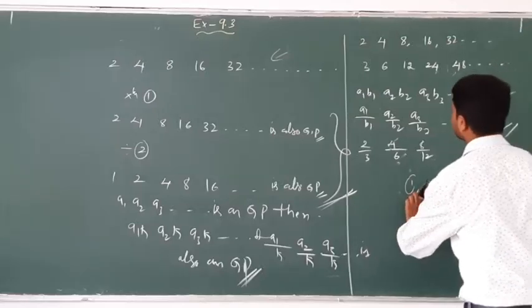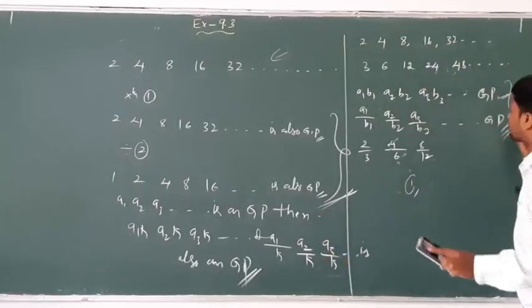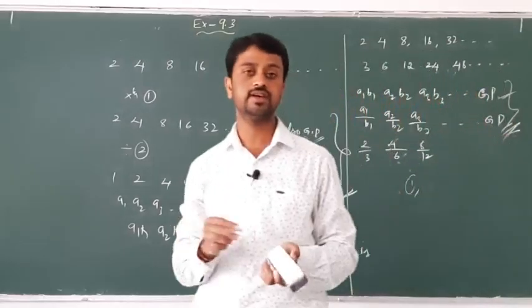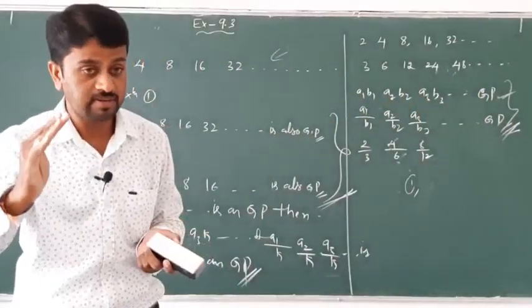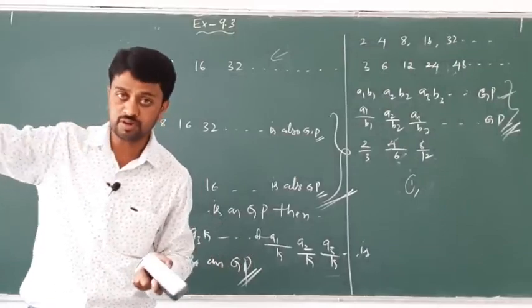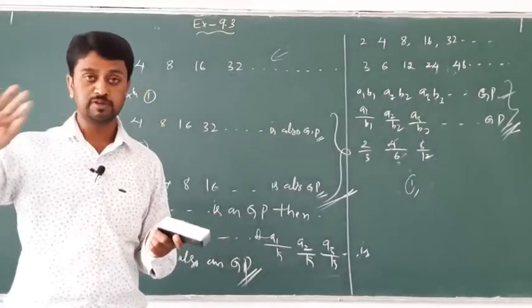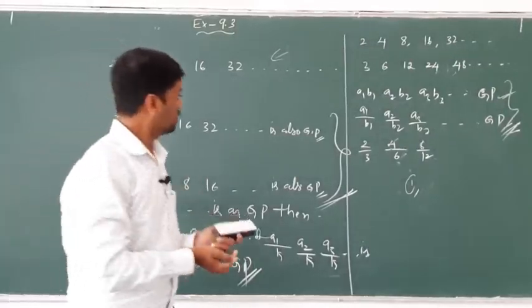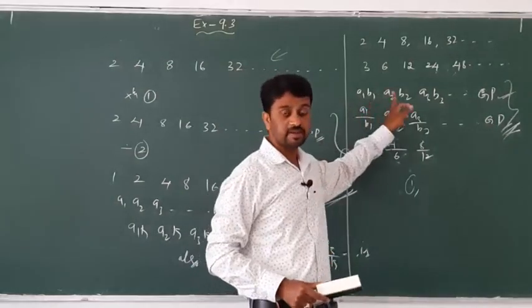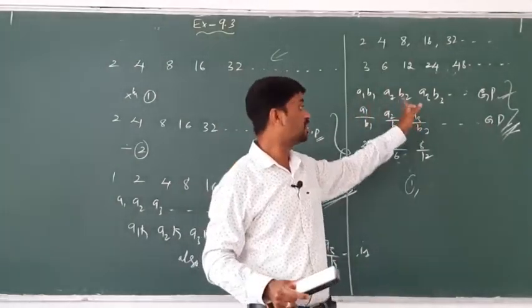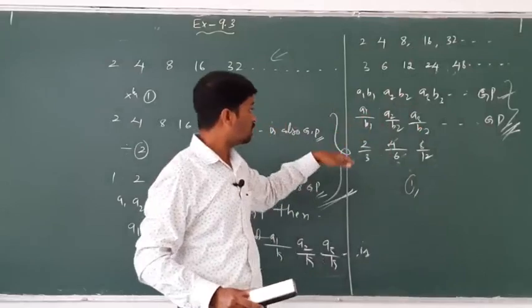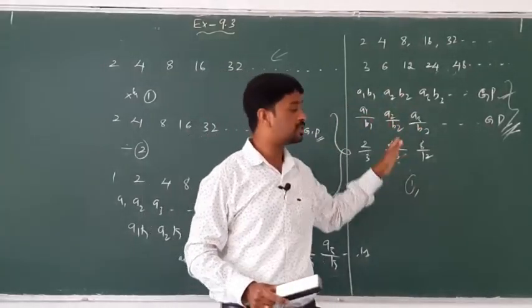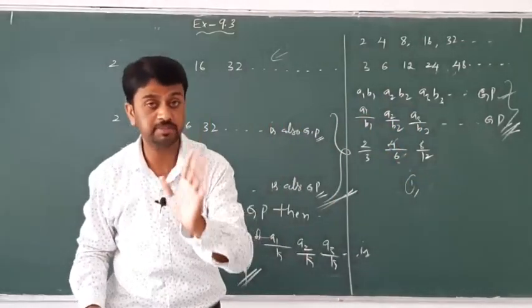Therefore according to this example, one very important conclusion: if A1, A2, A3 and so on, and B1, B2, B3 and so on are in GP, then automatically A1 B1, A2 B2, A3 B3 and so on, and A1 by B1, A2 by B2, A3 by B3 and so on are 100% GP.